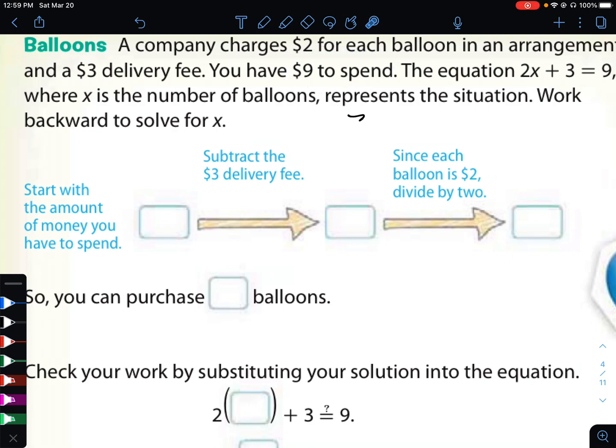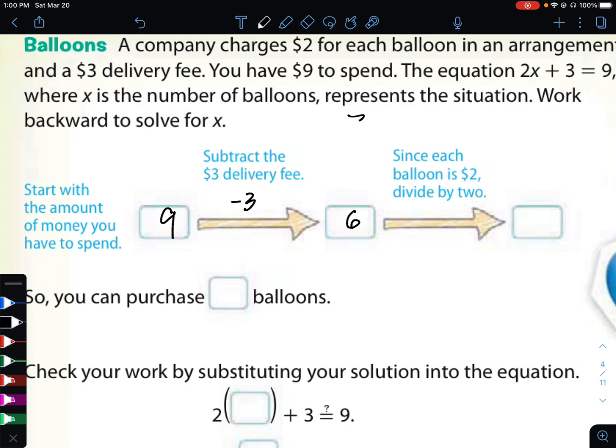Okay, so let's work backward to see how this works. Start with the amount of money that you have to spend. We know that we need to spend $9, so we put 9 over there. Then subtract the delivery fee. Since we added the delivery fee, we are now going to work backwards and subtract the delivery fee, which is $3. So we minus 3, which gives us 6.